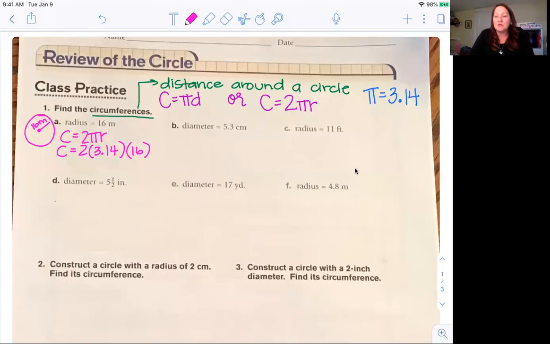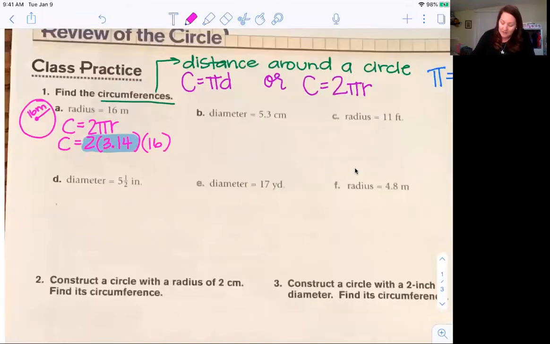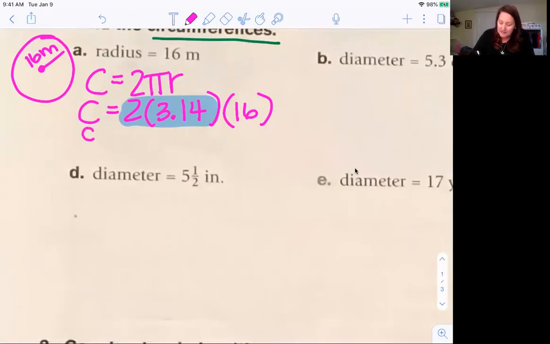Now remember, I told you last week that there's 2 ways we can do this. We know that 2 times 3.14 is always 6.28, always, forever and ever. It's never going to change. Or we could do 2 times 16, which is 32, and then multiply that by 3.14. It doesn't matter. Either way we can do it. Okay, I think what I'm going to choose is I'm going to do C equals 6.28 times 16.